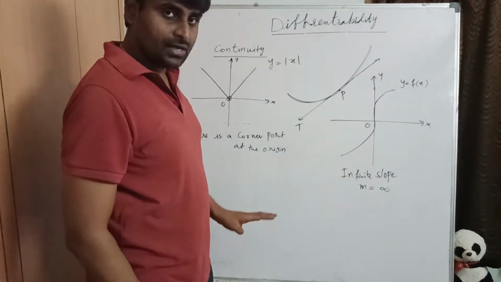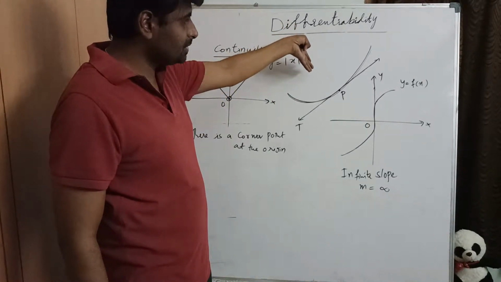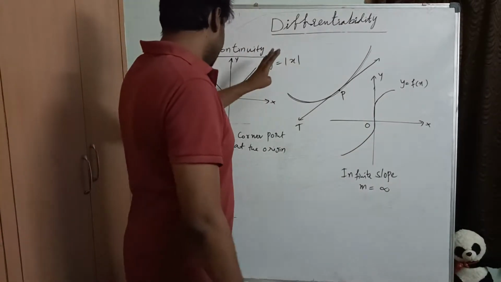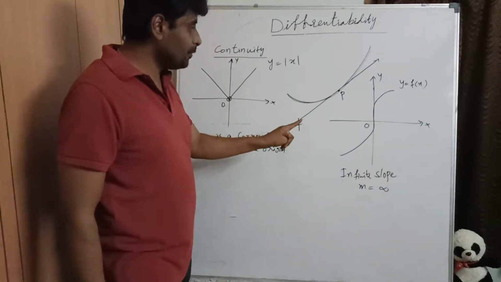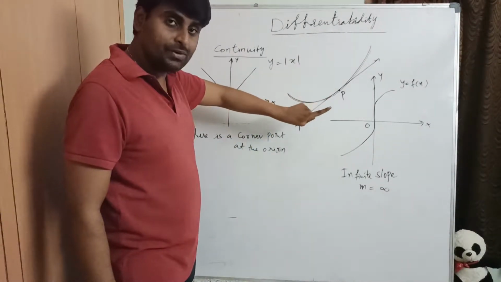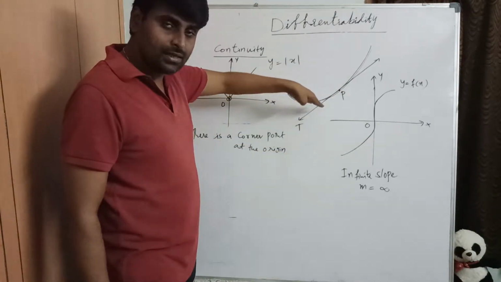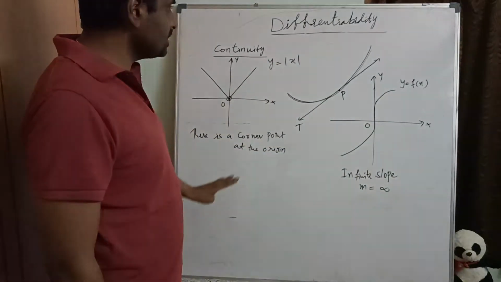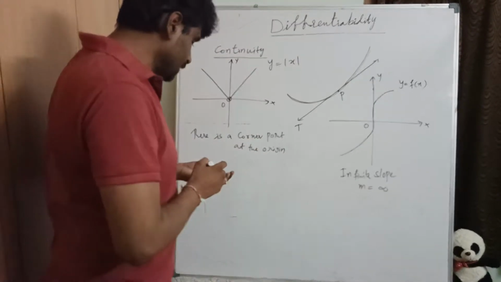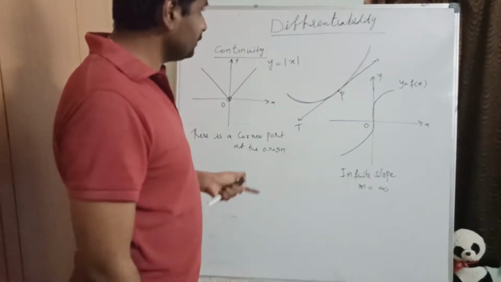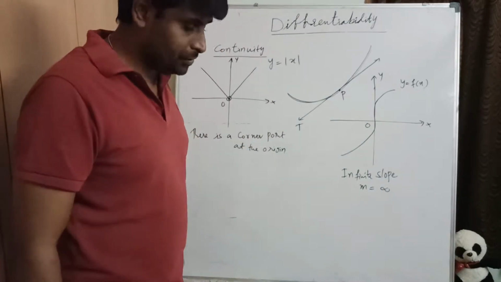So roughly, what do you mean by differentiability of a function? A function is said to be differentiable if its graph has no corner points and has a unique tangent, meaning a finite slope at every point of that curve. This is the rough idea about differentiability. Now we'll go for the theoretical, mathematical definition of differentiability.